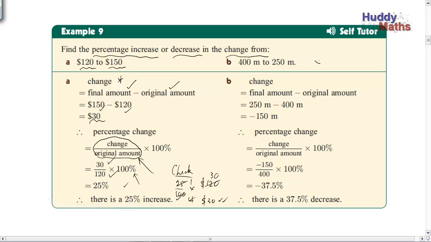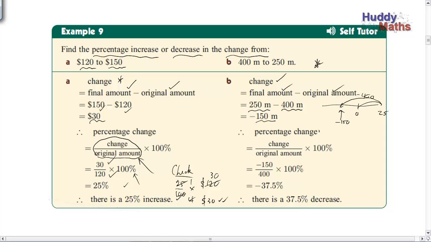Let's have a look at this one over here. 400 metres changed to 250. The change is always the final minus the original or initial. So the final was 250 minus the initial, 250 take 400. Let's think about that. 250 this way, then take 400 would be back at negative 150. Just checking out that opposite direction for that negative sign.